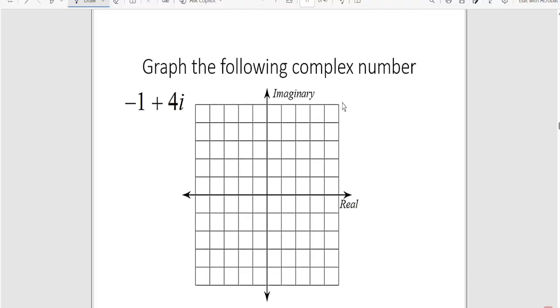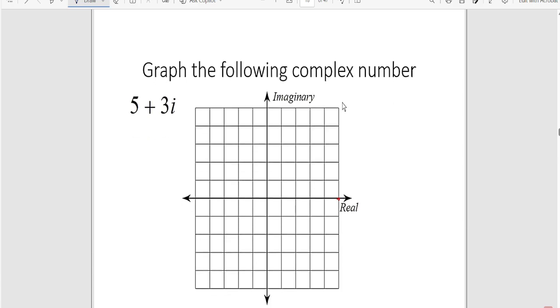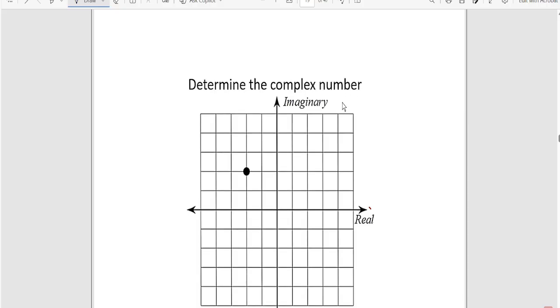Negative 1. So negative 1 is this real number. Then positive 4. So 1, 2, 3, 4. So this point is representing negative 1 plus 4i. This one, x is 5. So 1, 2, 3, 4, 5 is this. Then 3i. So 1, 2, 3. This point is representing 5 plus 3i.